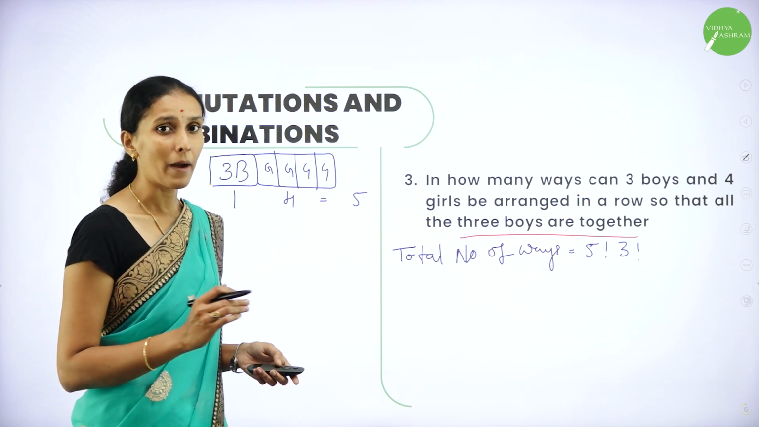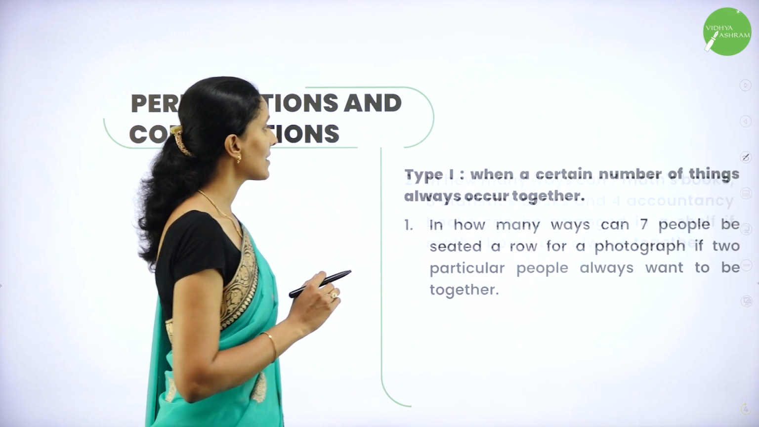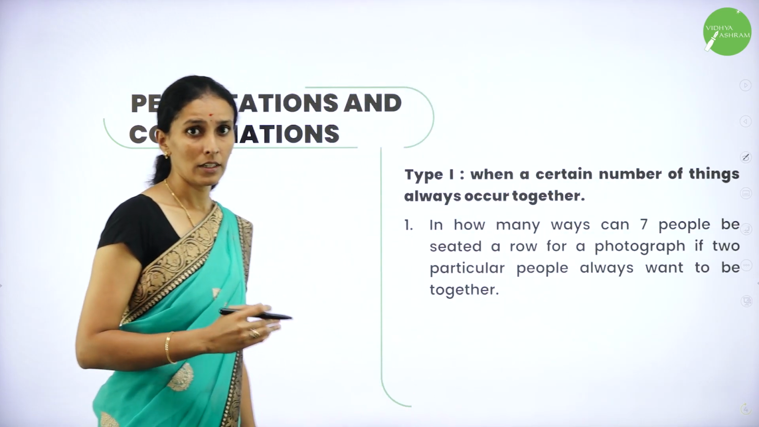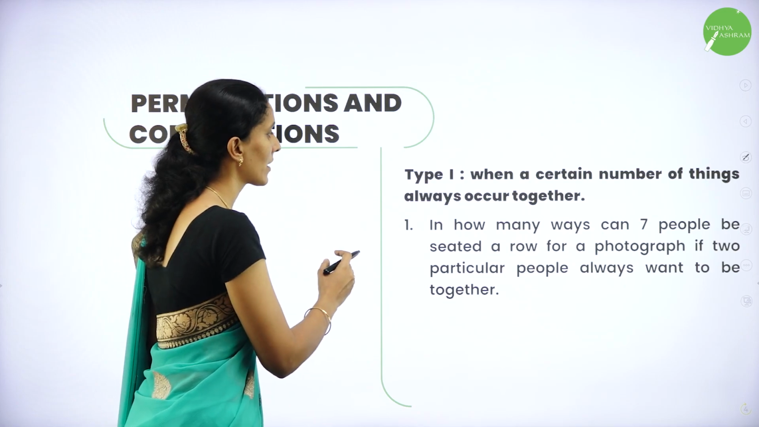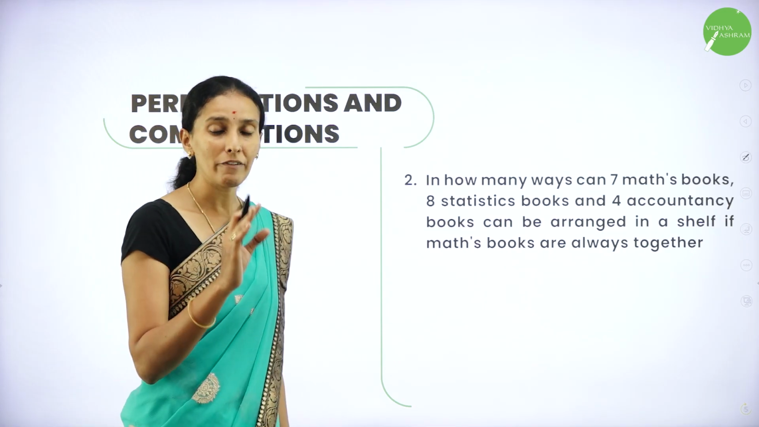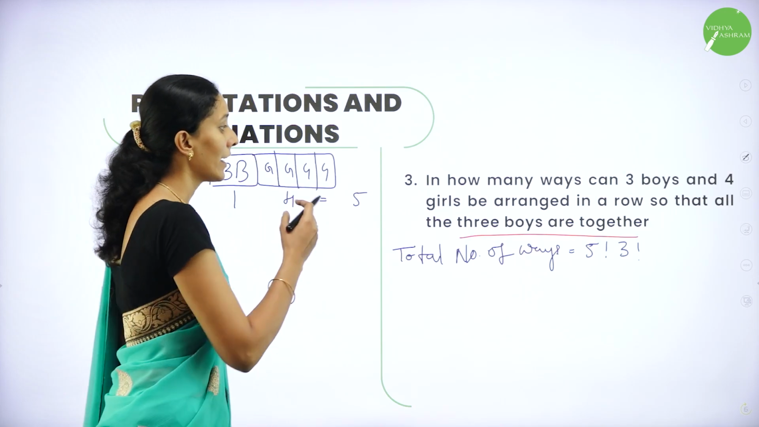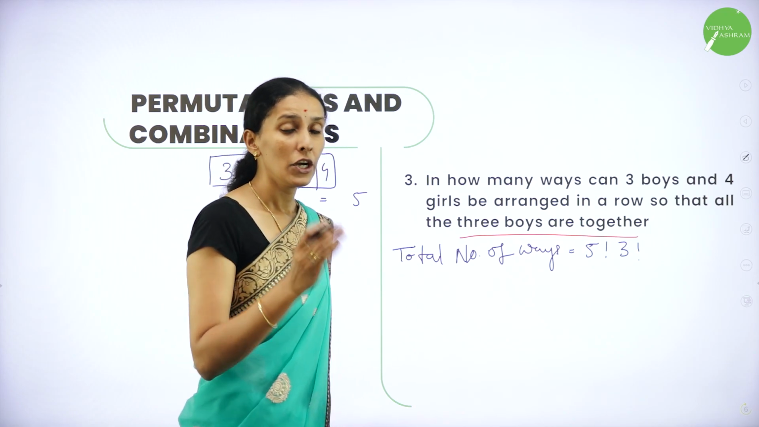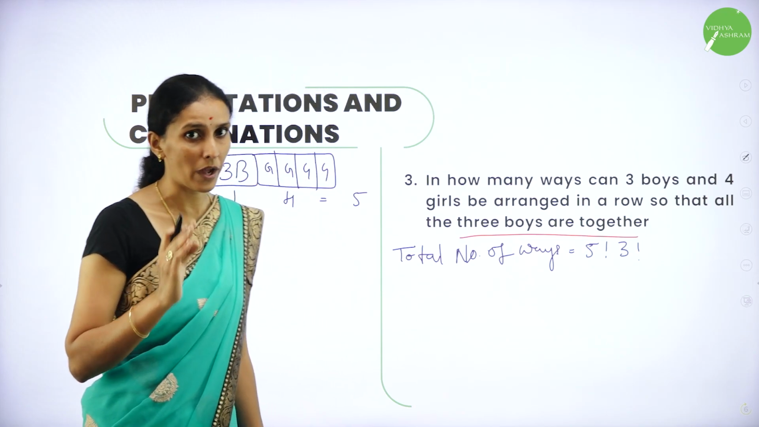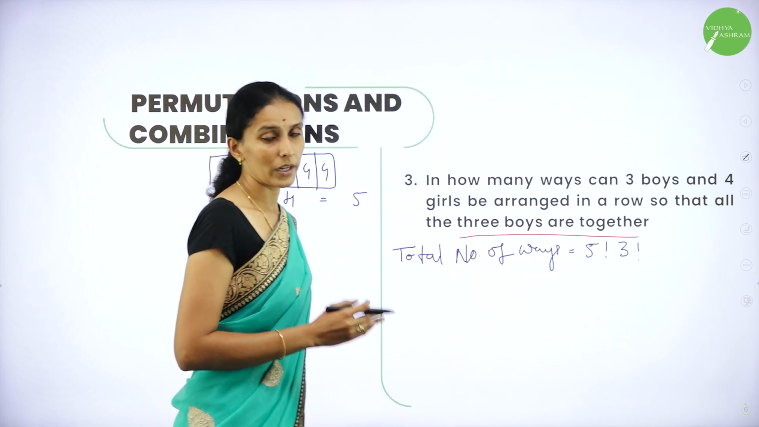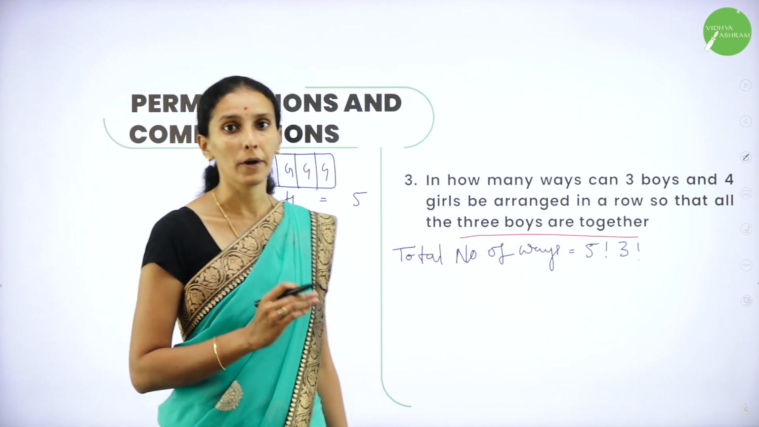So this is about my type 1, because you can see here when a certain number of things always occur together. In the first case 2 people were always together. In the second case 7 maths books were always together. Here 3 boys were always together. So when certain things are always together, we should consider those as 1 unit, and the remaining factorial along with those factorial is my total number of permutations.